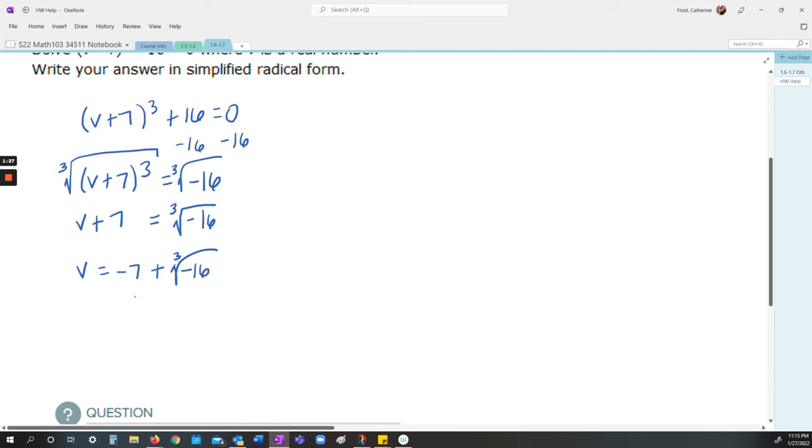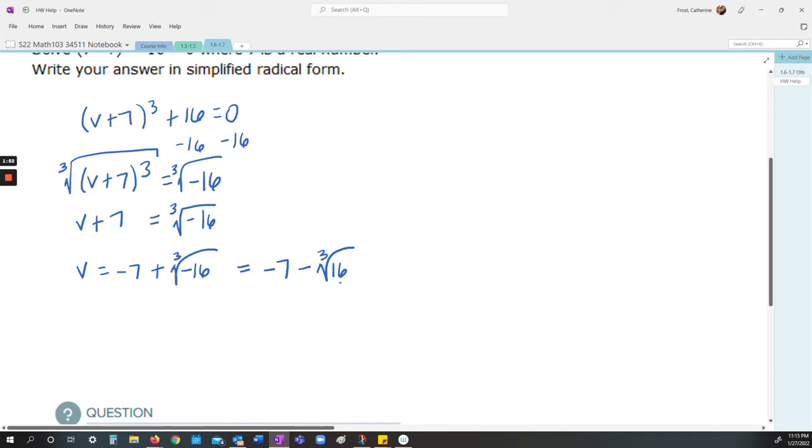Okay, so this is the answer, but Alex does want us to simplify. First of all, whenever you take the cube root of a negative number, or any odd root of a negative number, it's just going to be negative. So we can absolutely go ahead and write this as just negative 7 minus the cube root of positive 16. It's like we're just bringing the negative out. You can do that with the odd roots.